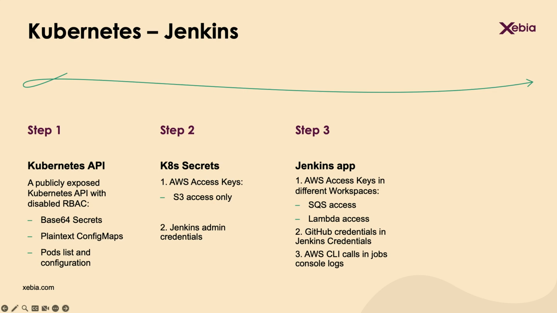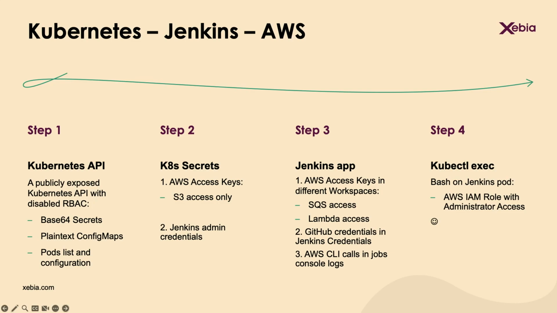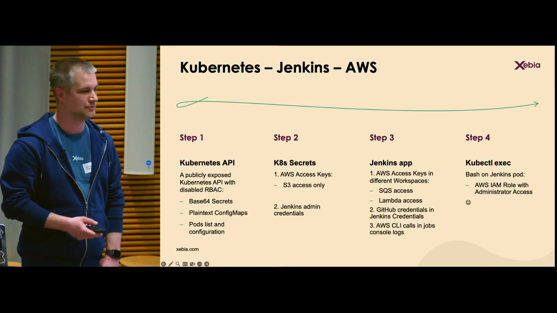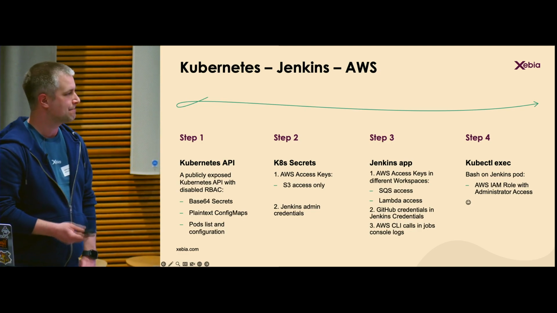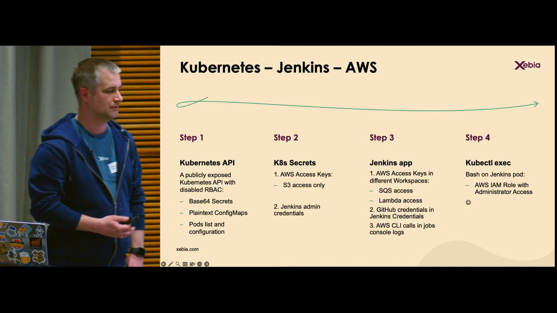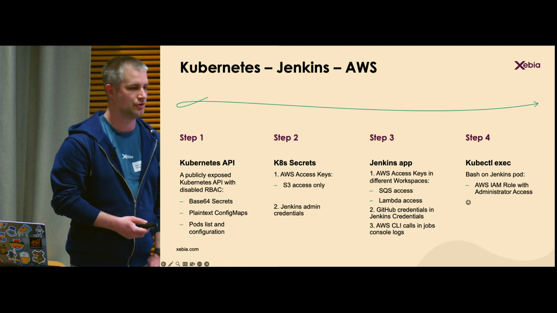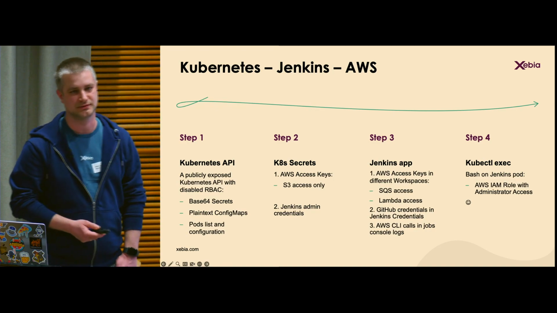In this case, there was, for example, access to GitHub, but it wasn't interesting because I found AWS CLI calls in one of the jobs. So I decided to use kubectl to exec into the pod to start bash there. And this pod was using a role with admin access on it.